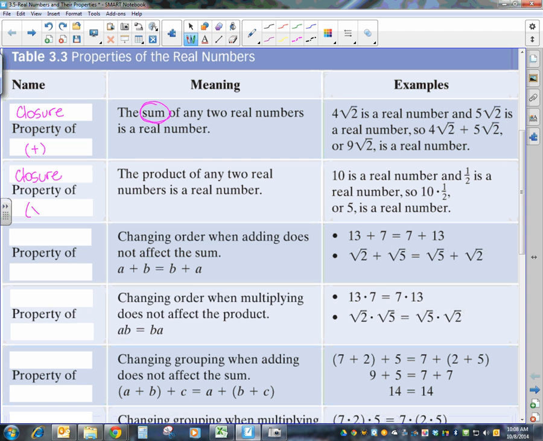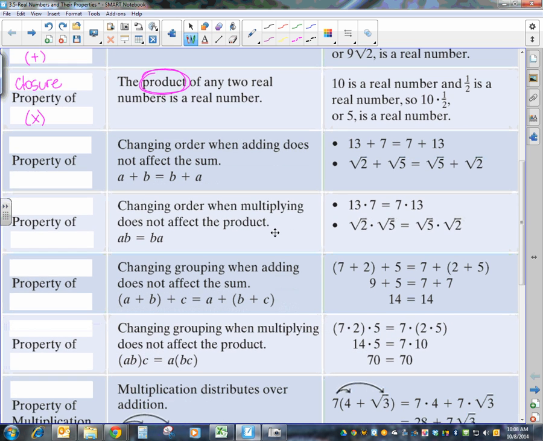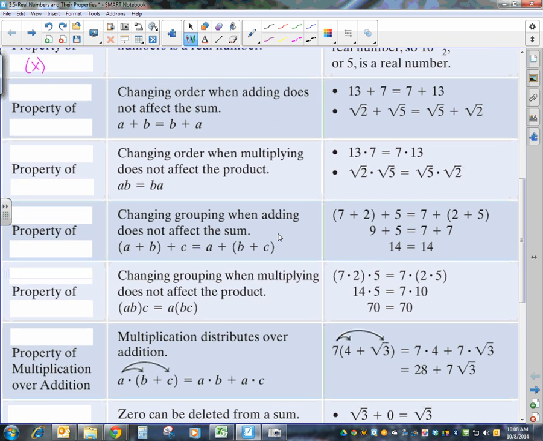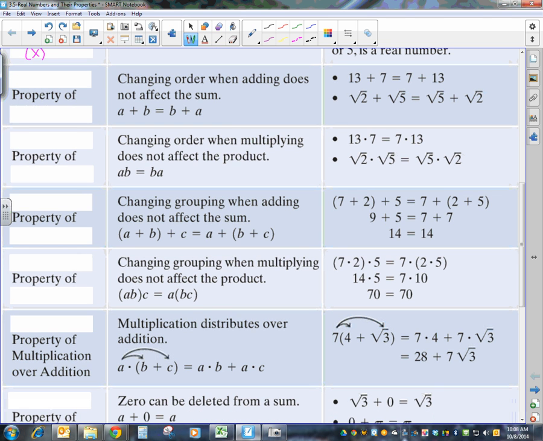Then we have the closure property of multiplication that says if we multiply any two real numbers, we always get a real number. Okay? They give you 10 times 1/2. That's equal to 5. That's also a real number. Okay. Next, these should be more familiar to you because you've talked about them in several of your classes.